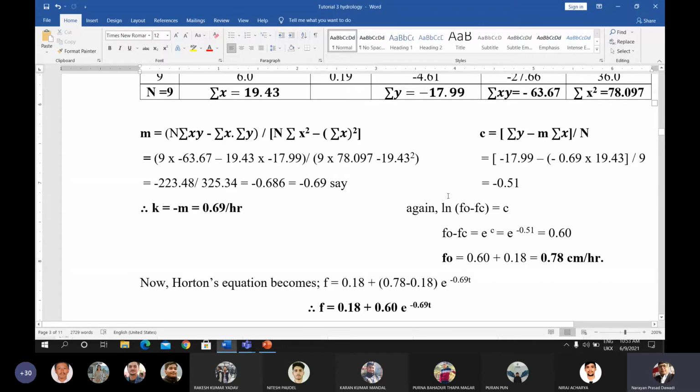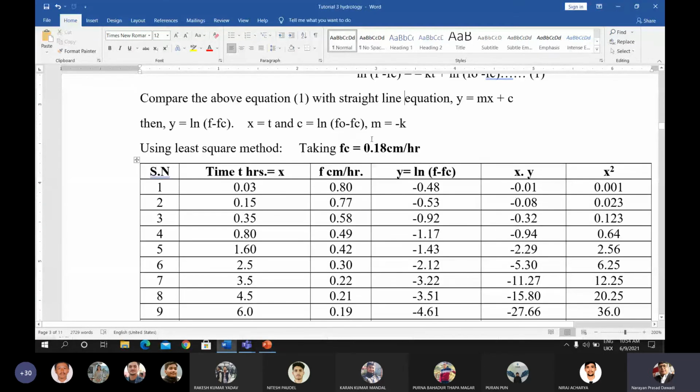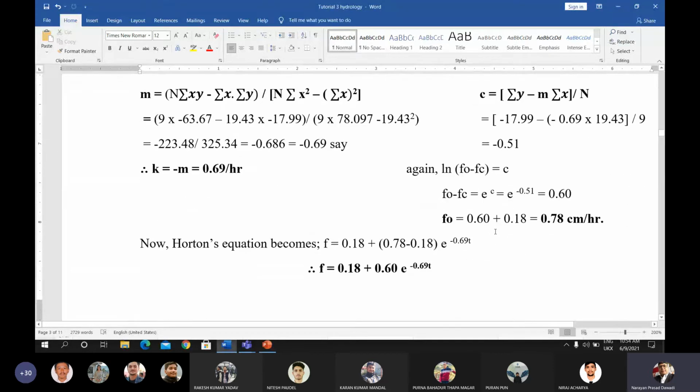If you have to delete ln from this equation, then f naught minus fc will be e power C. Then f naught minus fc will be e power minus 0.51, which gives the value of 0.60. But fc is considered as 0.18 centimeter per hour here. So putting the value of fc in this equation, f naught will be 0.60 plus 0.18, which gives the value of 0.78 centimeter per hour.